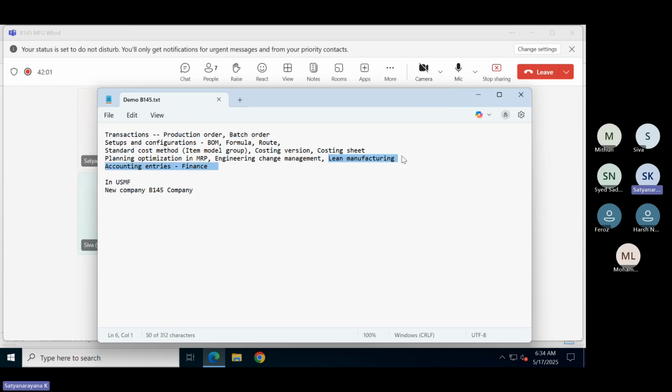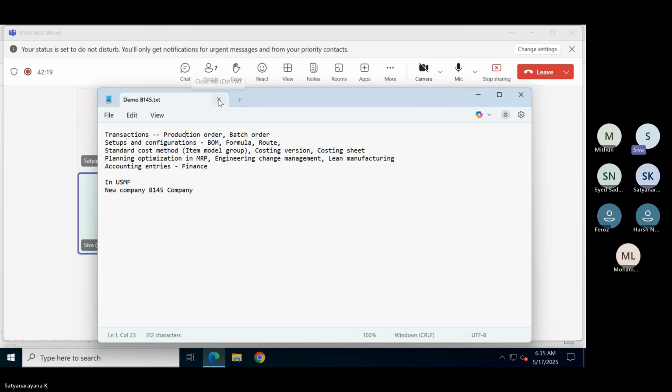I'm going to give you a high level picture about lean, process and discrete, but the majority of companies will follow discrete and process. Discrete means production order. Process means batch order. I will give you a high level picture first now.